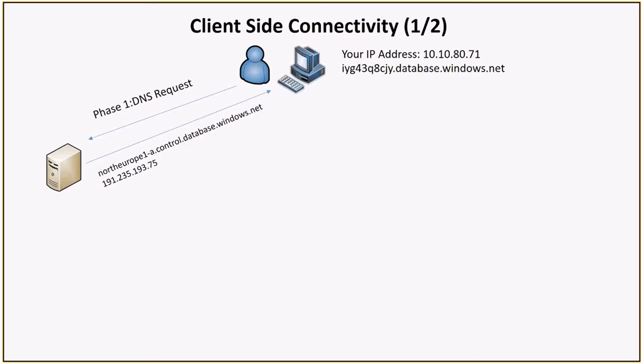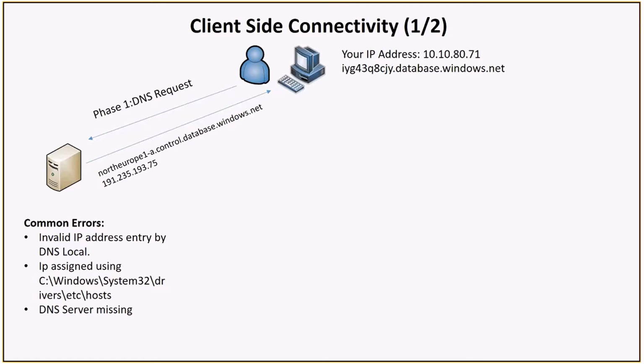This phase, if it's done successfully, then we will go to phase 2, but if it's not going smoothly, the common errors that we face in this phase are, first, an invalid IP address entry by the local DNS. The second is if we change the IP assigned in the host file or make it a static one. And the third one is the DNS server missing. In these 3 cases, we prefer to check with the PsPing command to check these common errors.